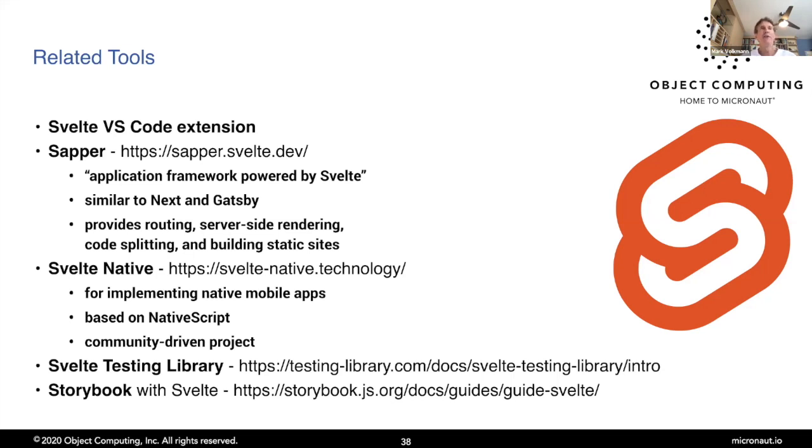Svelte Native is the way that you can use Svelte to implement a mobile application that runs on Android or iOS. It builds on top of NativeScript. And so it's not implementing all of these things from scratch. It just uses what's already in NativeScript and lets you use Svelte syntax for doing that. I mentioned Svelte testing library earlier for implementing unit tests, and then using Storybook to demonstrate your components. Next slide.